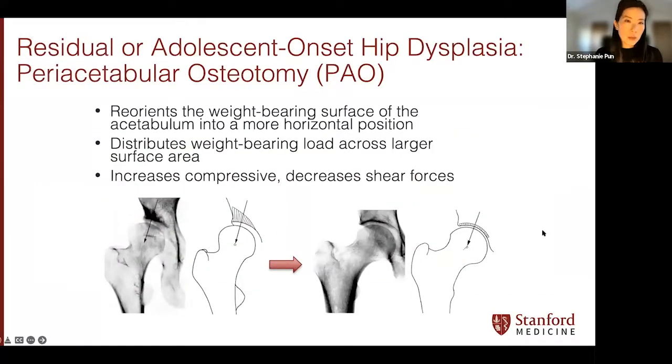If there is residual dysplasia or adolescent onset hip dysplasia, the milder type that may not present until adolescence or young adulthood, then there's a different type of surgery called a periacetabular osteotomy, or PAO, that is able to reorient the weight-bearing surface of the acetabulum into a more horizontal and stable position to normalize the weight-bearing load across a larger surface area and to decrease the amount of stress on the cartilage to try to prevent arthritis.